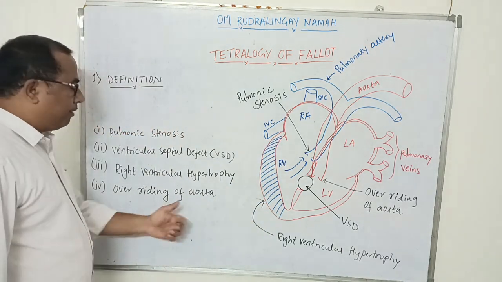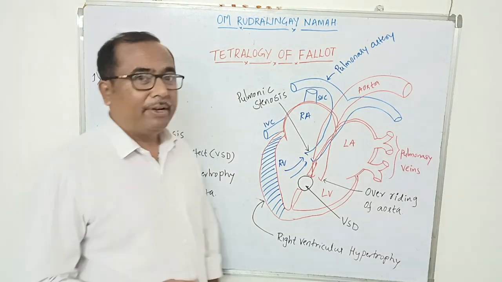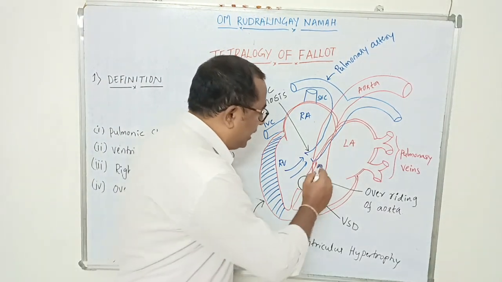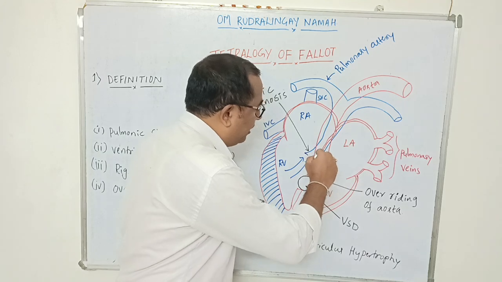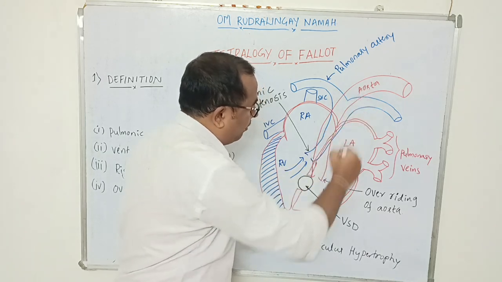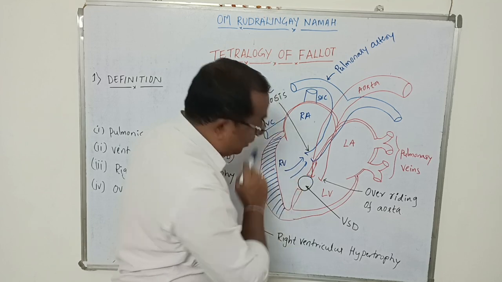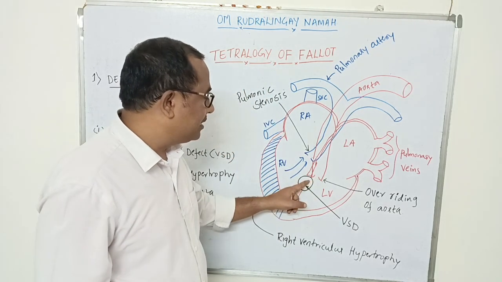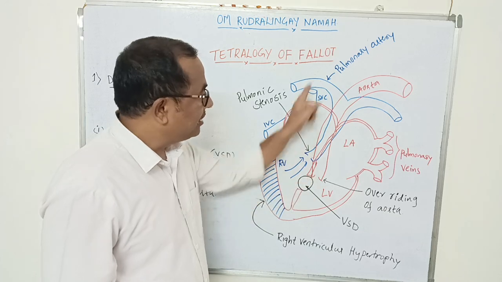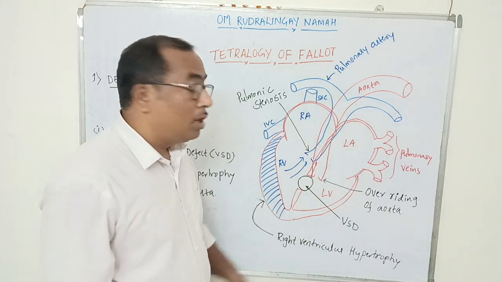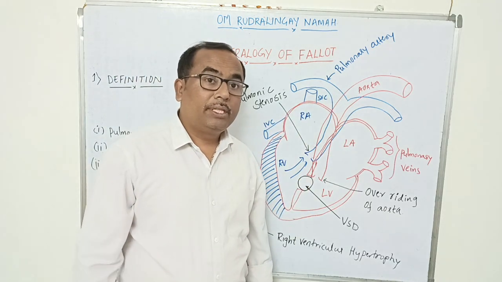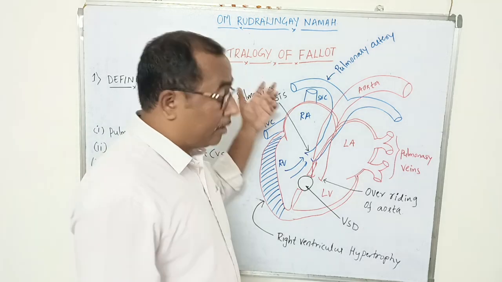Next one is overriding of aorta. Overriding of aorta means the aorta should rise from the left ventricle, a little up from here. But what happens here? The aorta rises right from the ventricular septal defect, at the opening of the ventricular septal defect. If the aorta rides over it, this is known as overriding of aorta. So these four defects are present in tetralogy of Fallot.